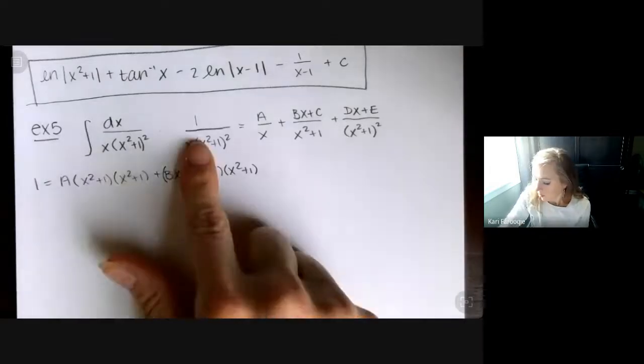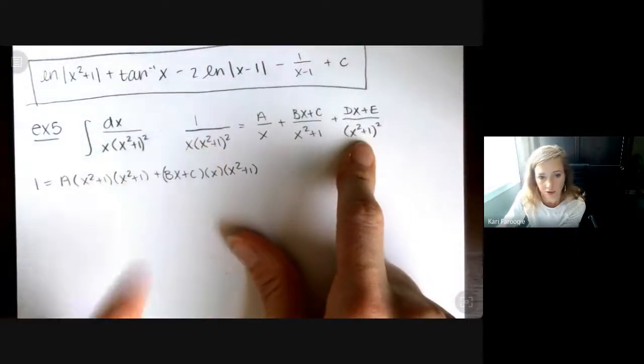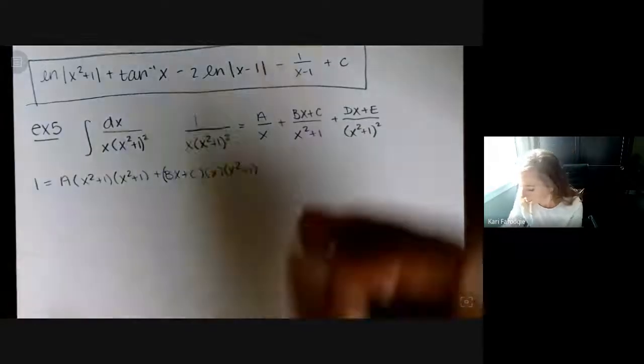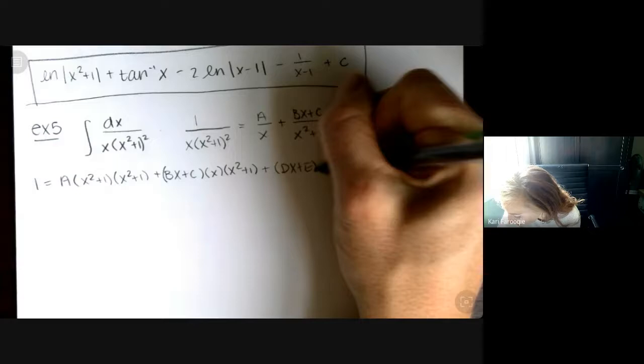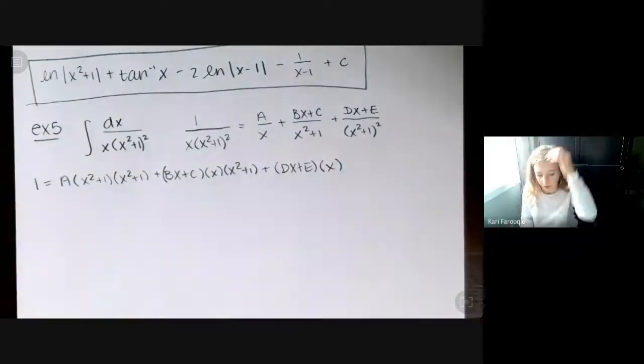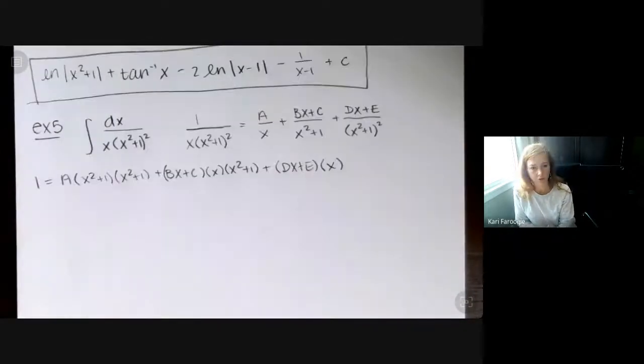Now, when you multiply your LCD by the last term, both factors of x squared plus 1 are going to cancel out, and that's just going to leave you with an x. So you're going to have dx plus e times x. I'm trying to be very methodical about keeping the same form as I work my way through, so that you get very used to doing these the same way. So this is what it looks like.